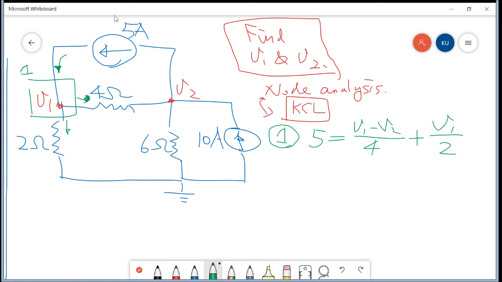And this always tells you that this is an ideal current source. So we don't really know the voltage difference across these two nodes. We need to find the voltages here and here by other means. We only know that the current going through this path is always 5A.